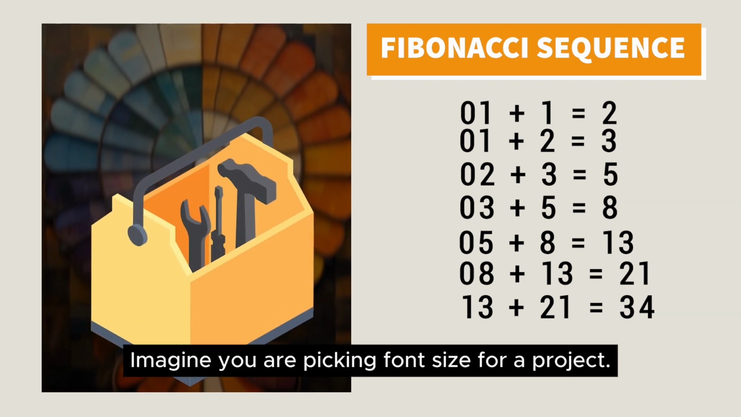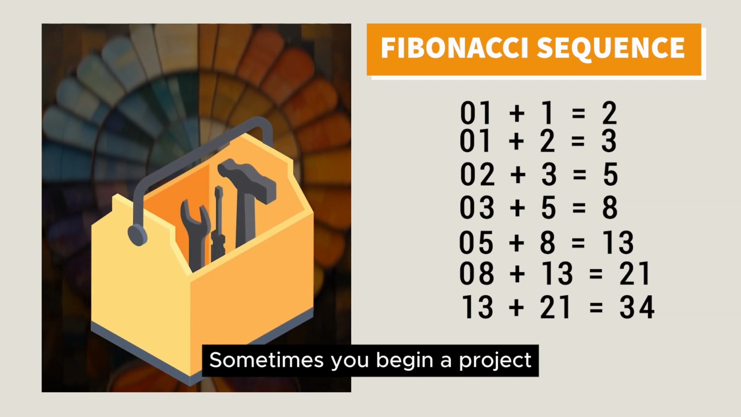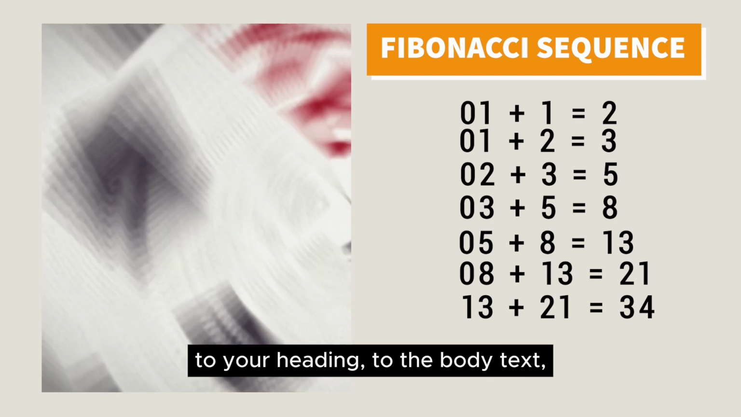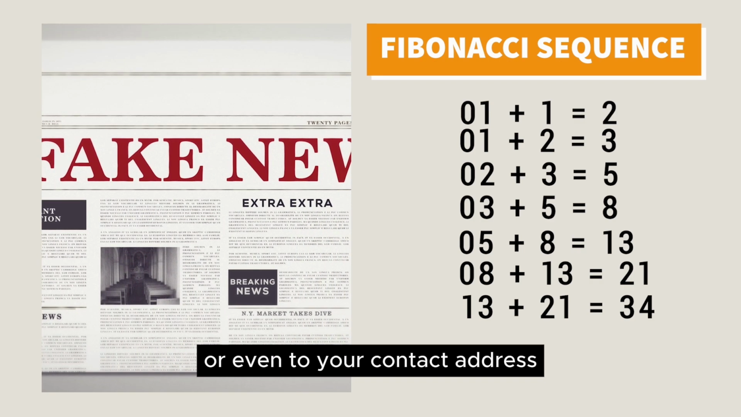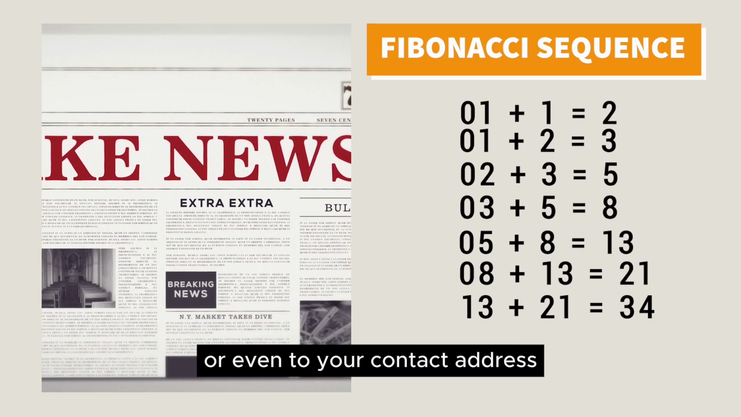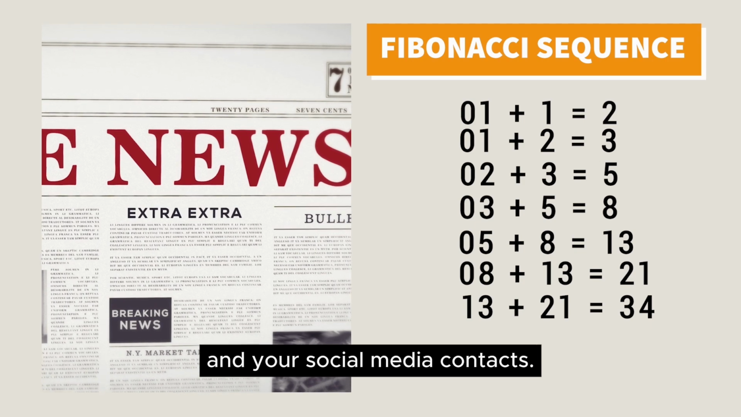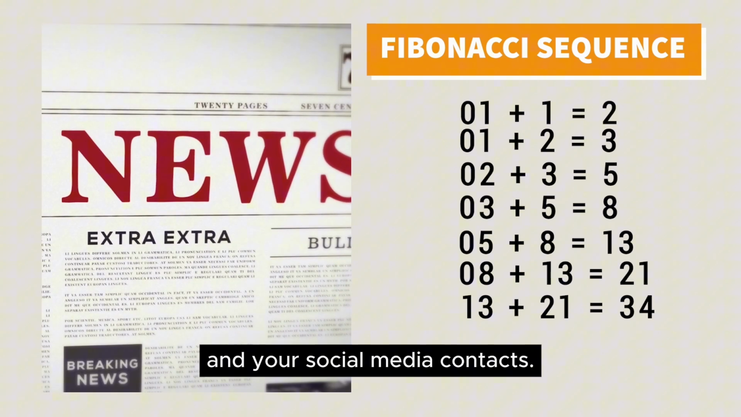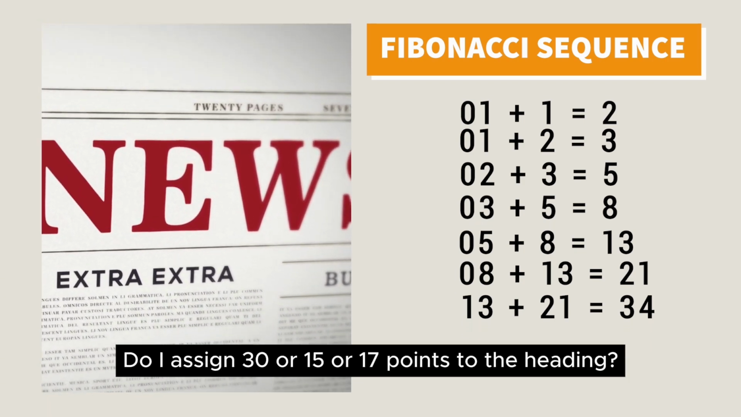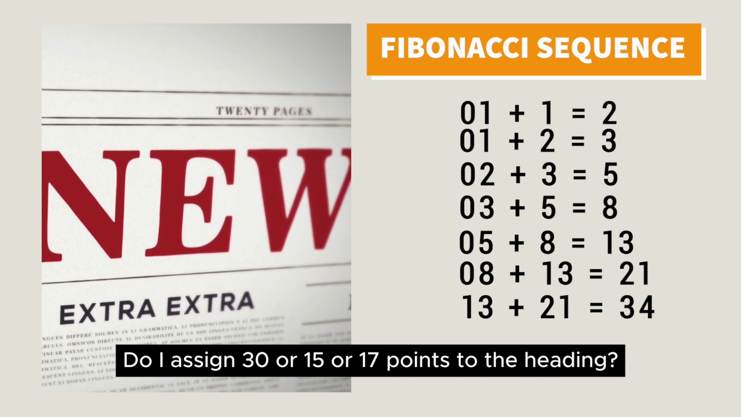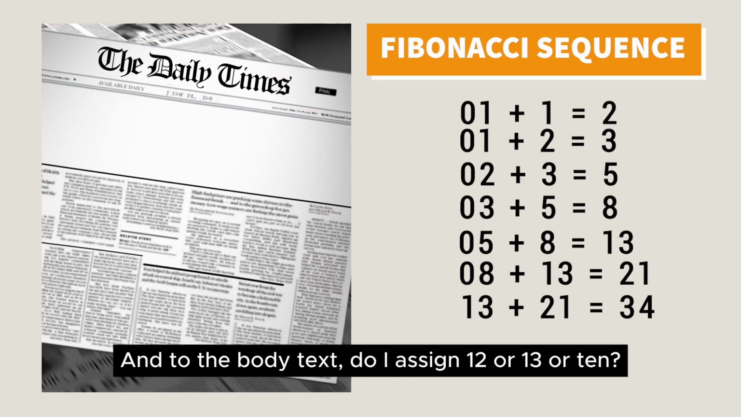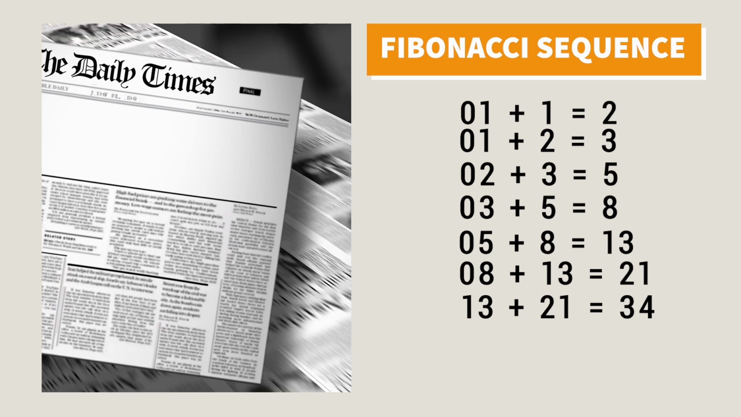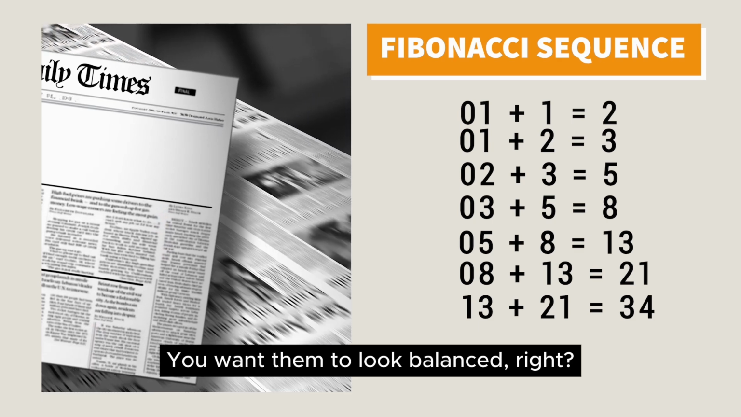Imagine you are picking a font size for a project. Sometimes you begin a project and you are confused as to what size you want to assign to your heading, to the body text, to the subheading, to other titles, or even to your contact address, such as your email address and your social media contacts. It can be confusing. Do I assign 30 or 15 or 17 points to the heading, and to the body text do I assign 12 or 13 or 10? You want them to look balanced, right?